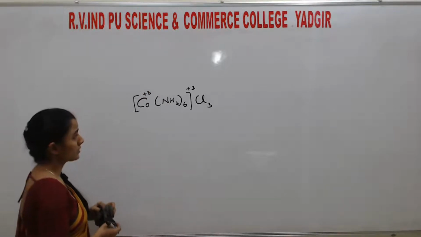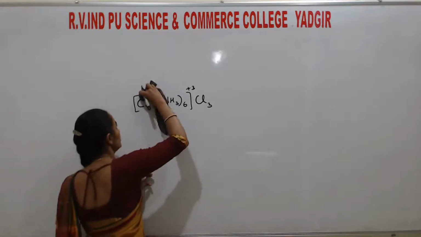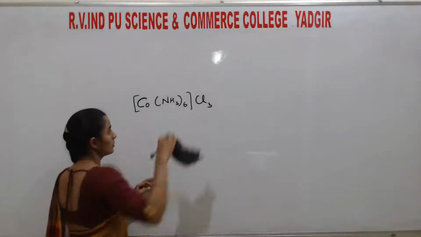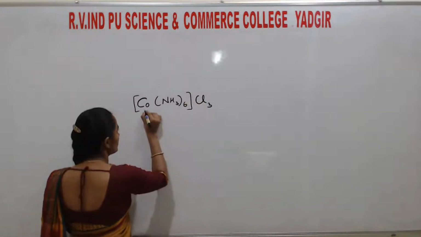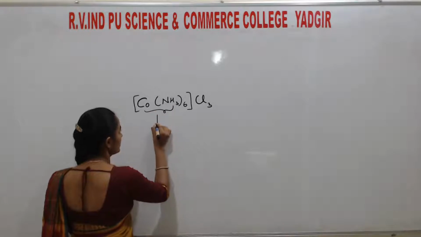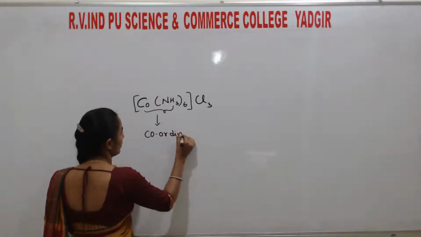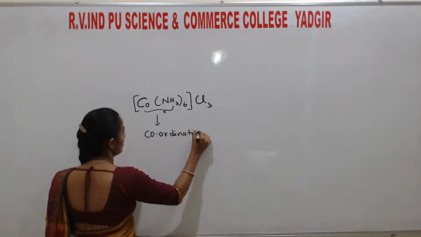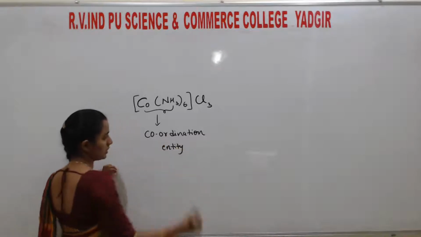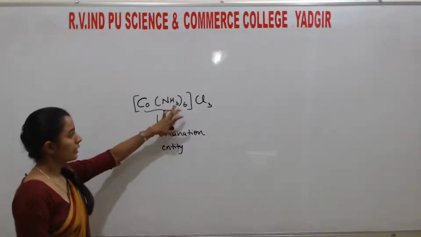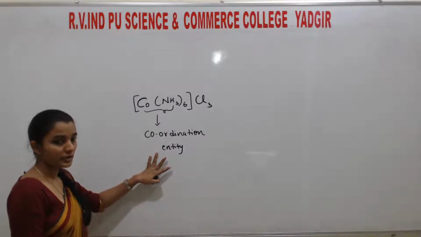How to calculate the oxidation state? I will explain later, students. Just now you assume. So listen. This is called as coordination entity. So the Co system is called as coordination entity.